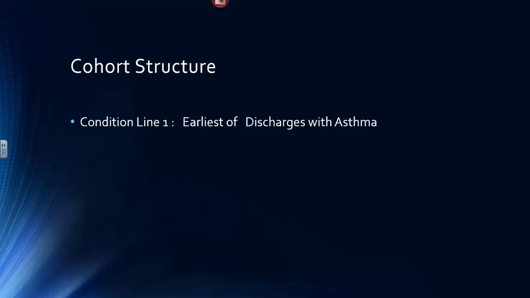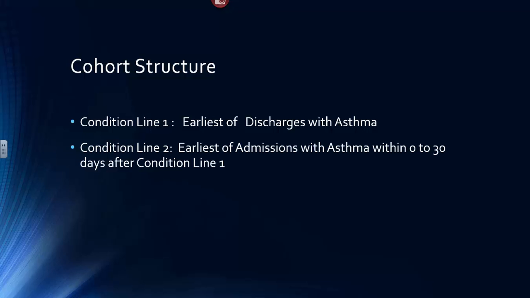Let's take a look at the cohort structure. Condition line number 1 is earliest discharge of asthma. Condition line 2, earliest of admissions with asthma 0 to 30 days after condition line 1. And the index event line is earliest of condition line 2.